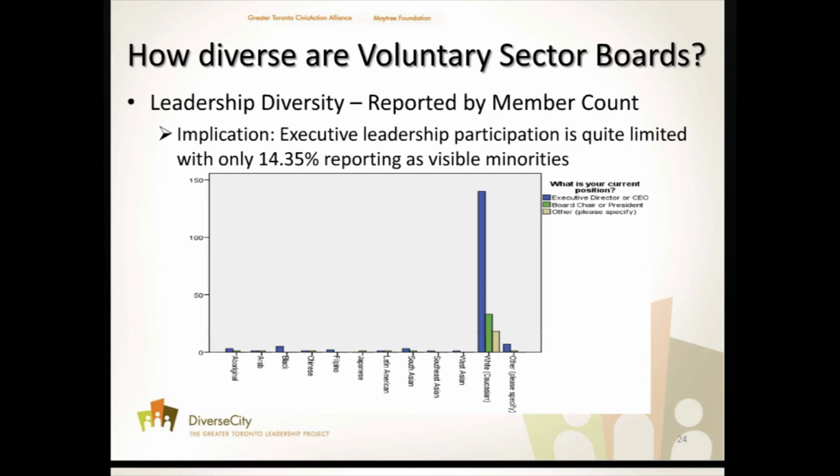When we look at the executive leadership participation, we find something that really mirrors board-level participation as well. Only 14%, or roughly 14%, reported as being from visible minority communities. So again, we're seeing that 85% level of executive leadership being drawn from people of a white or Caucasian background.